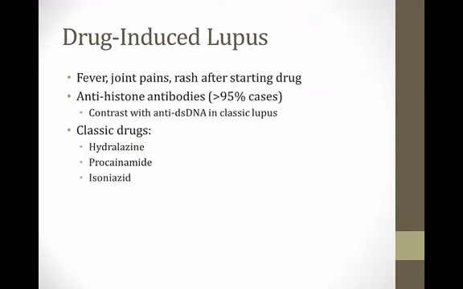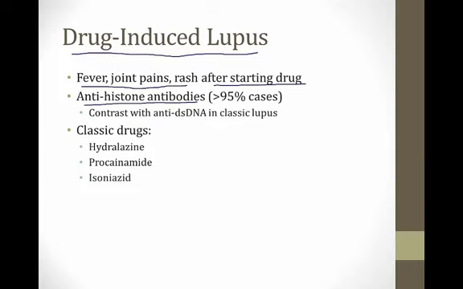The place where you will most often discuss histones in a clinical context has to do with drug-induced lupus. So drug-induced lupus is fever and joint pains and a rash, very similar to traditional lupus, but in this case it begins after starting a drug. And in patients who develop drug-induced lupus, they will have anti-histone antibodies about 95% of the time.